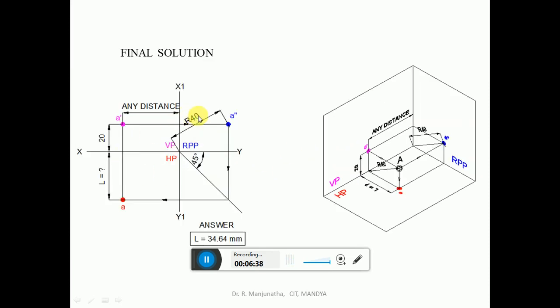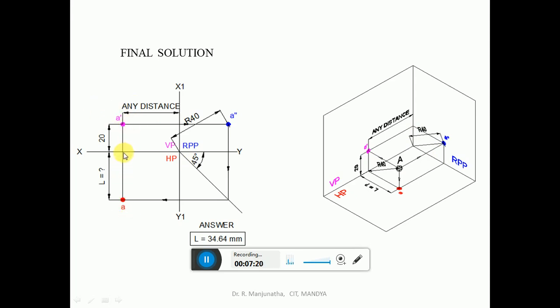So now, first we are going to draw the XY line and X1 Y1 line and mark VP, HP and RPP. Here we can take either RPP or LPP depending upon the condition, but he has not given any plane as such. That means we need to consider the profile plane as RPP or LPP. He has not mentioned anything. So for the sake of understanding the simplicity of the 3 dimensions, we have considered the right profile plane. Now since the distance with respect to the profile plane is not given, we are going to assume any distance and draw a vertical projector.